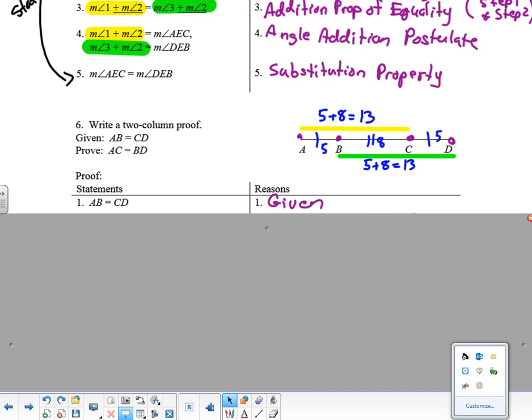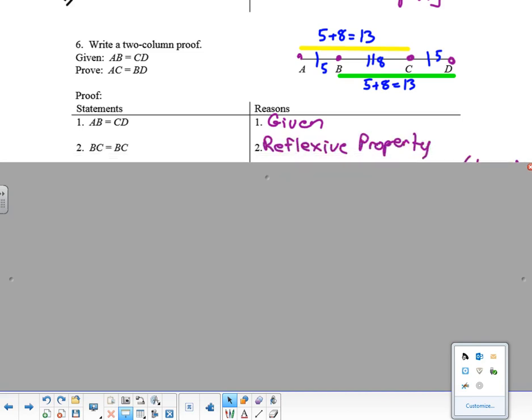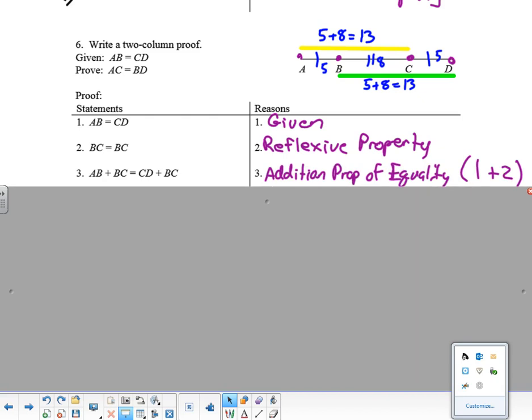All right, we're going to start with what we're given, not surprisingly. AB equals CD is given. Okay, BC equals BC. That's the reflexive property. All right, looking in the mirror. Now, what are we going to do to those two things? Well, we're going to add them. AB plus BC equals CD plus BC. That's the addition property of equality. And we did that here with steps 1 and 2. We're just adding those two things together.